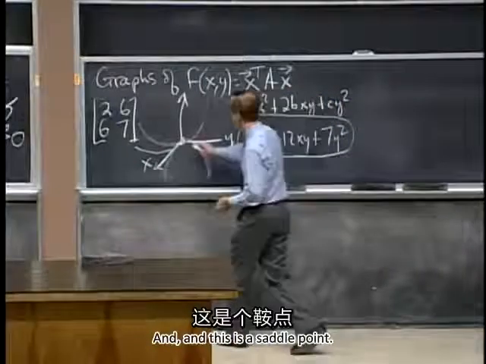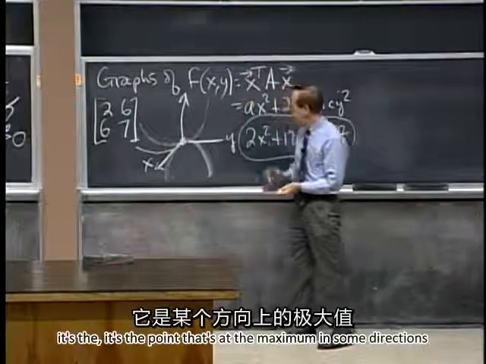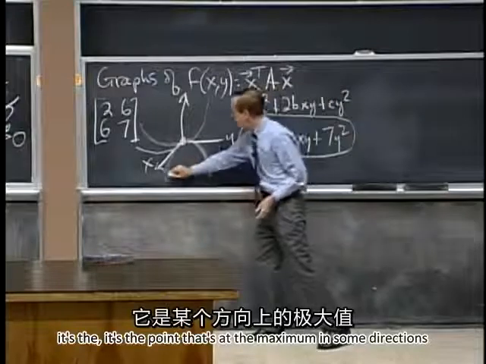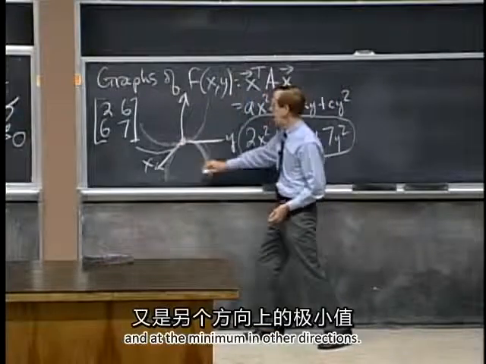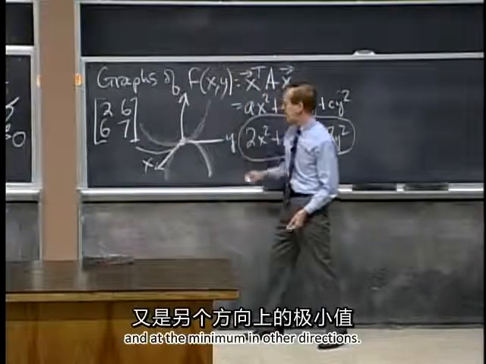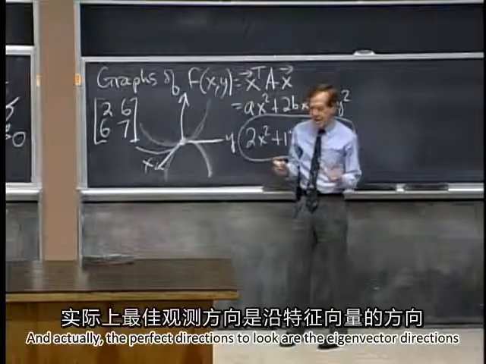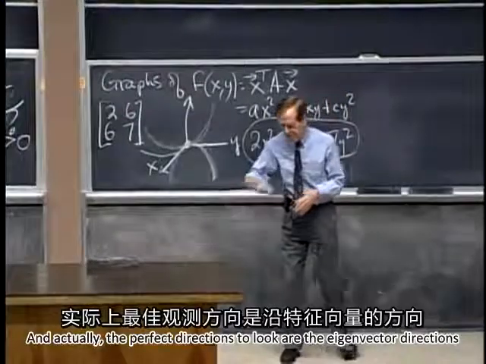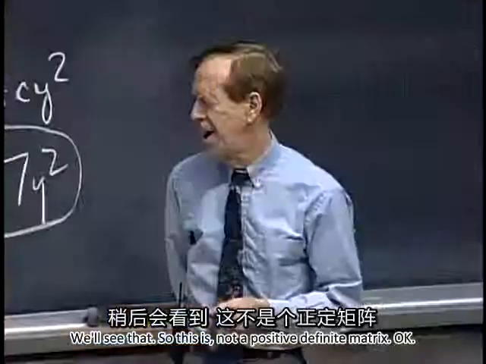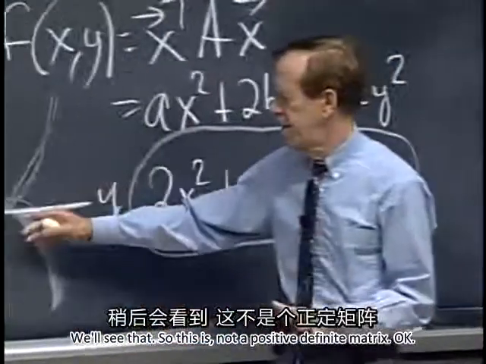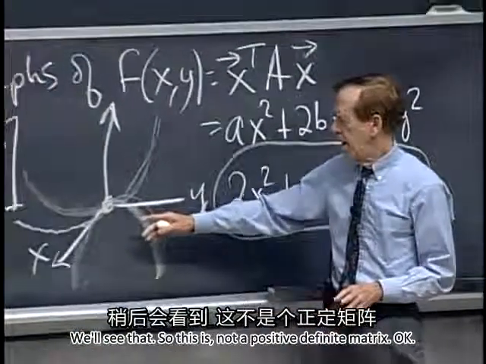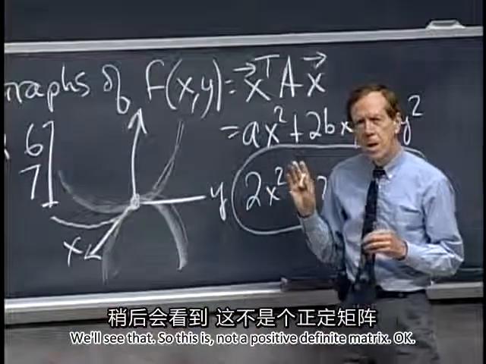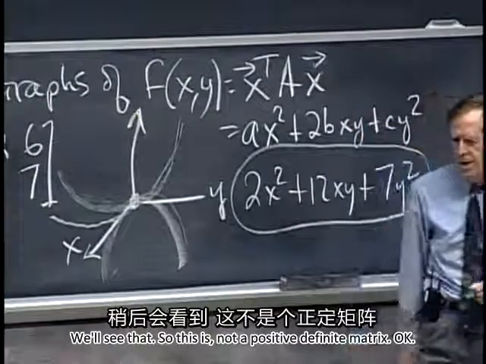And this is a saddle point. It's a point that's at the maximum in some directions and at the minimum in other directions. And actually, the perfect directions to look are the eigenvector directions. We'll see that. So this is not a positive definite matrix.